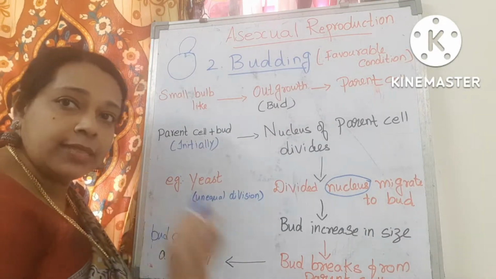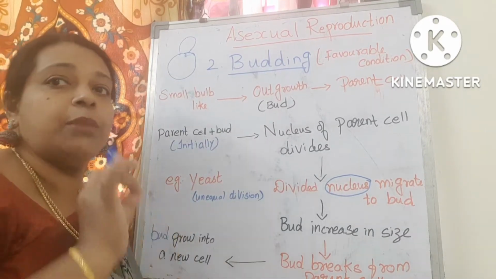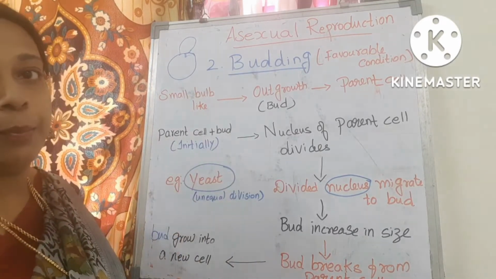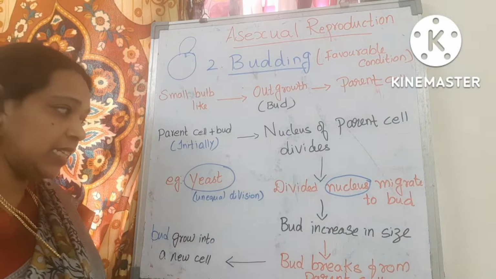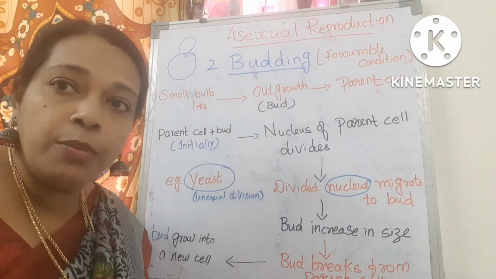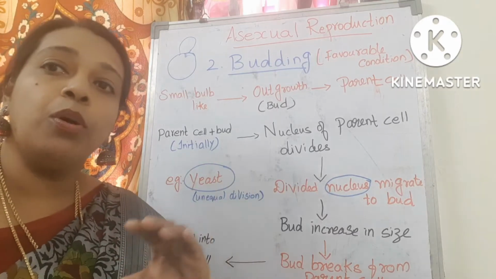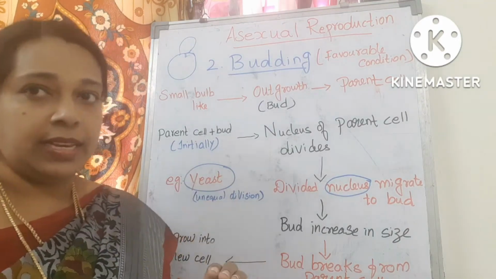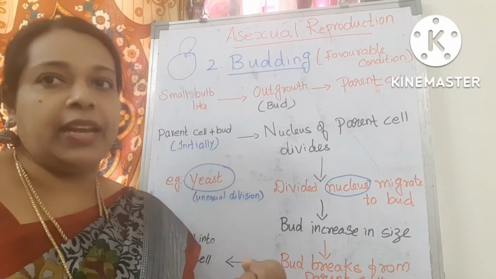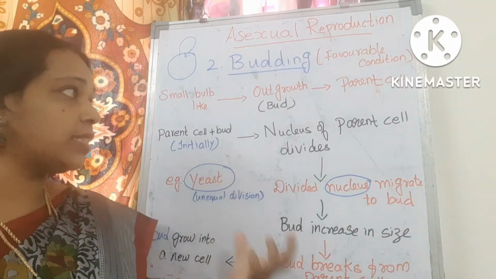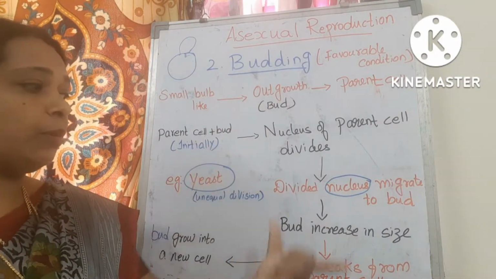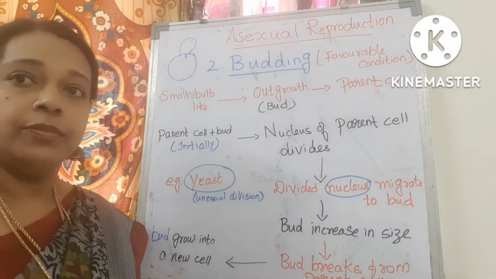A very good example for reproduction by budding is yeast. In yeast, reproduction takes place and a bud is formed from the parent cell. They both are not of equal size. The bud will always be smaller than the normal parent cell. So this is known as the budding process. We will see in detail about the budding process with a diagram.